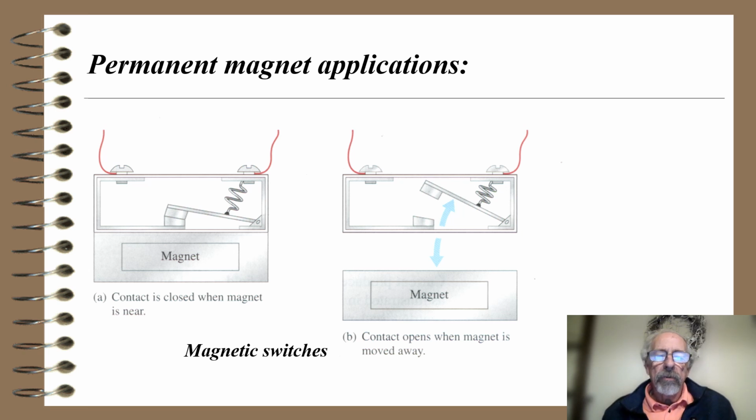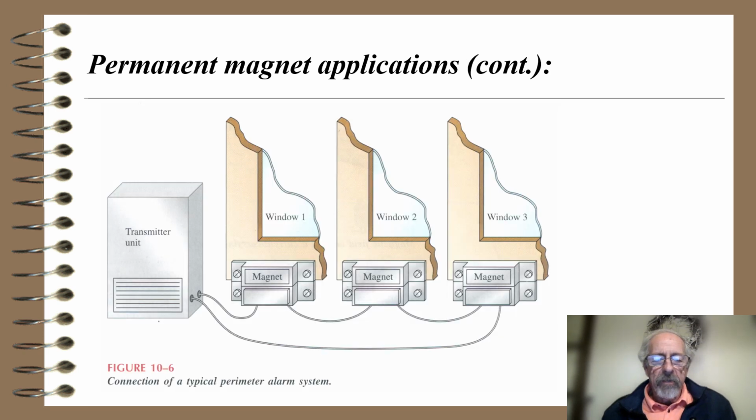We do this on windows and doors and so forth for alarm systems. And that's shown right here. There's a transmitter unit. Notice window 1, 2, and 3, and the magnet and the box with the relay in it. And this is a typical perimeter alarm system.